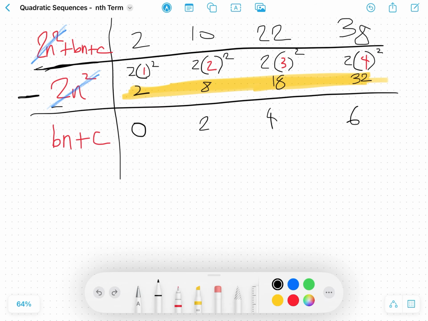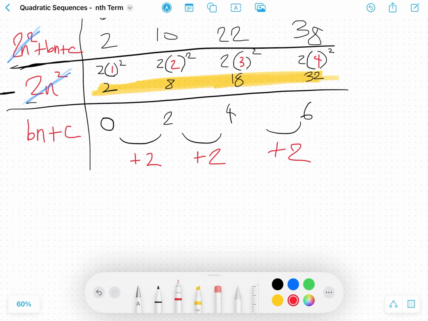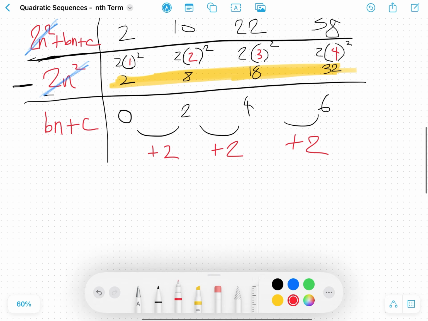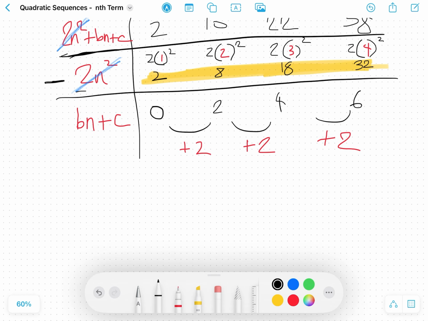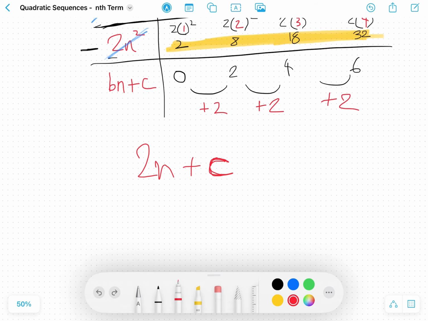So now we need to find out the nth term. This is a linear sequence, which means that the first difference is common. We can see that the first difference is just plus 2 for all of the terms. So now we know that b is 2. So we have 2n plus c now, because in a linear sequence, whatever the first difference is, that is the coefficient of n. So that's why we have 2n here.